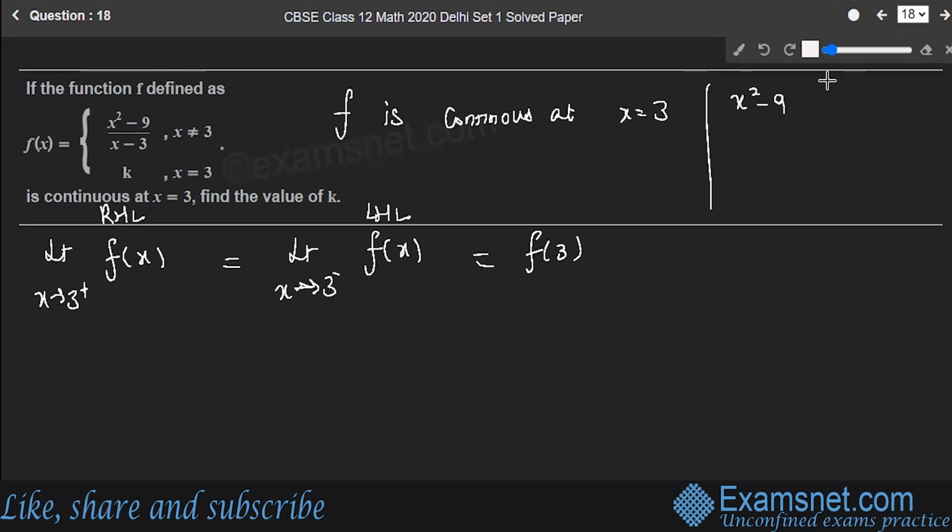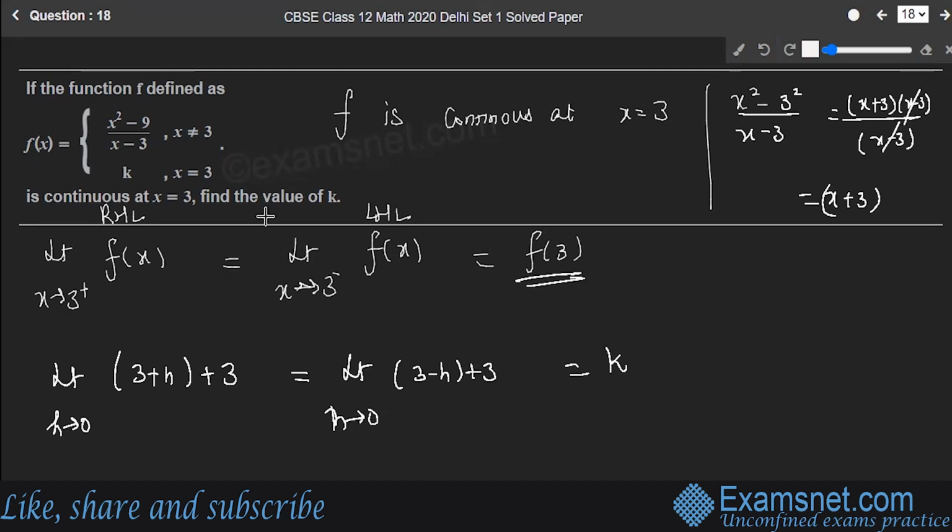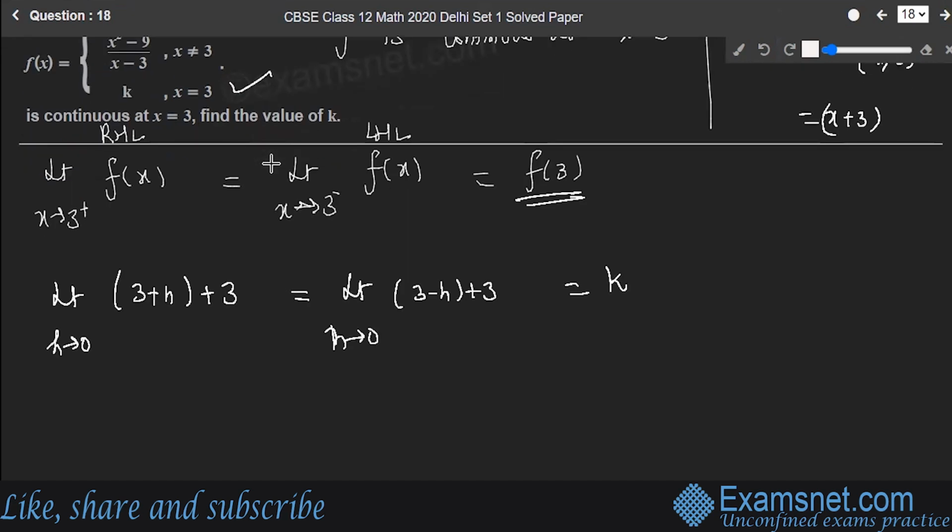This is x square minus 9, which can be written as x square minus 3 square upon this. This will be equal to (x plus 3) into (x minus 3) upon (x minus 3). So these two will cancel, and you will have x plus 3 as the value of the function. So now this becomes limit h approaching 0 of 3 plus h plus 3, is equal to limit h approaching 0 of 3 minus h plus 3. This is equal to k because f of 3 is equal to k. It's given over here.